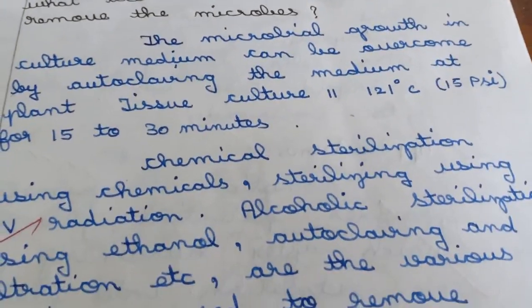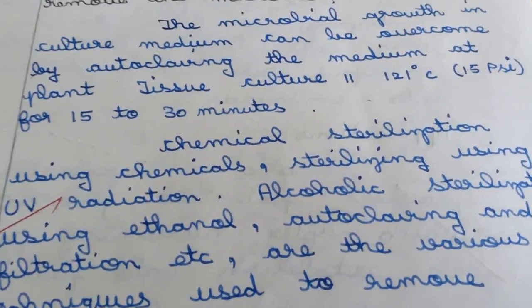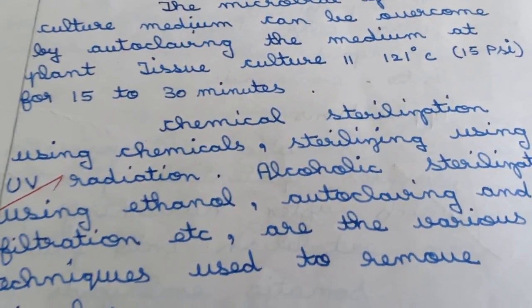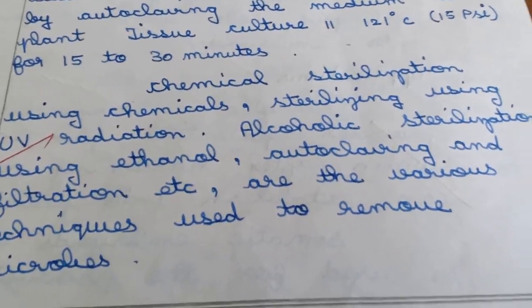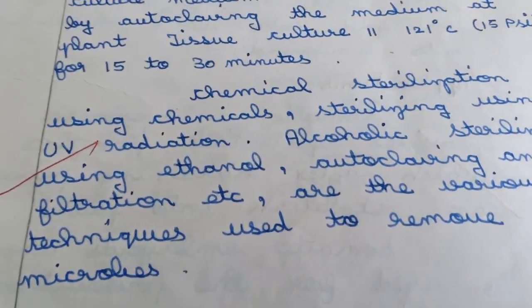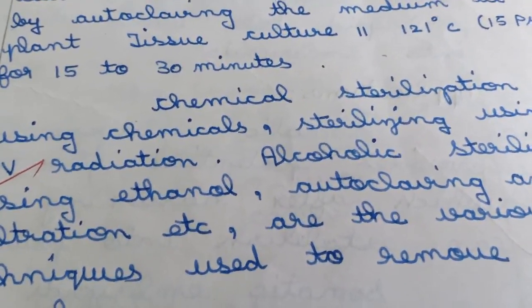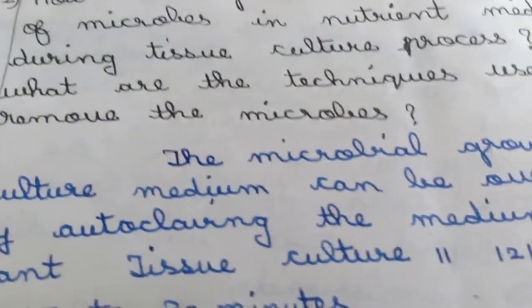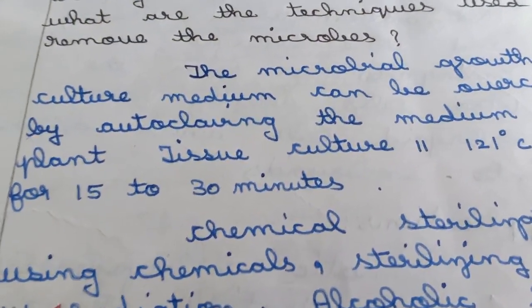And what is the process called? It is called chemical sterilization or simply sterilization. Okay, so chemical sterilization is using chemicals. Then the other sterilization using UV radiation, alcoholic sterilization using alcohol, autoclaving and filtration. So these are the various techniques, but all these techniques together we call sterilization. So sterilization is the process for removing the microbes. How do you remove? By autoclaving it at 120 degrees centigrade for 15 to 30 minutes.